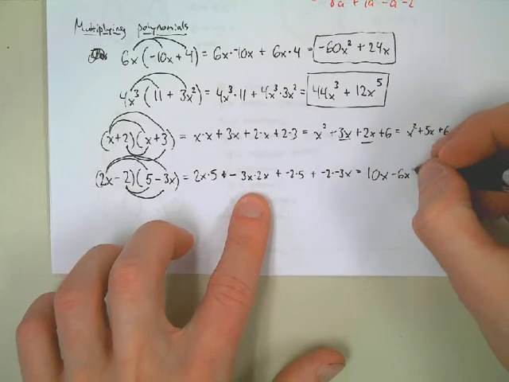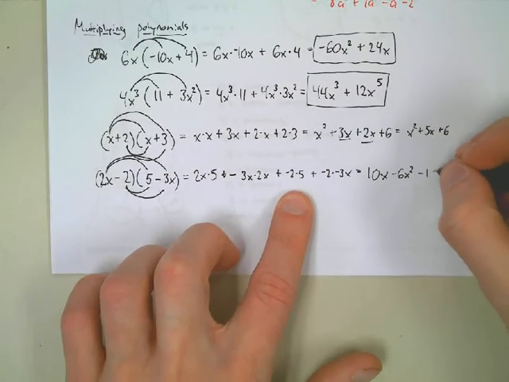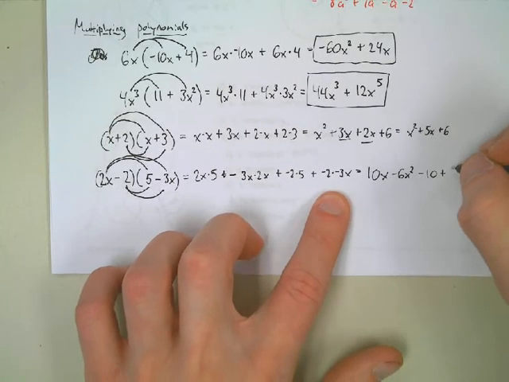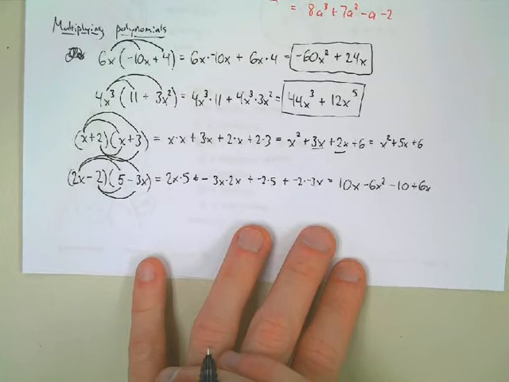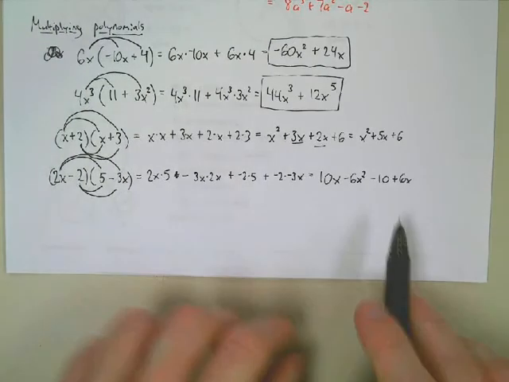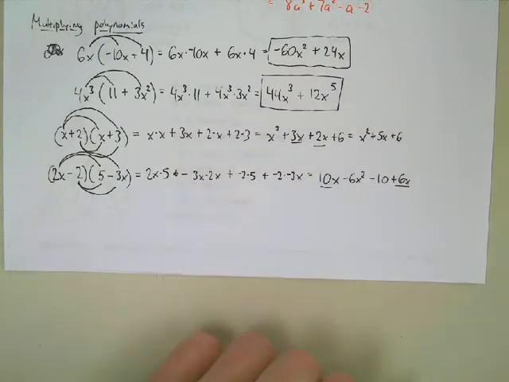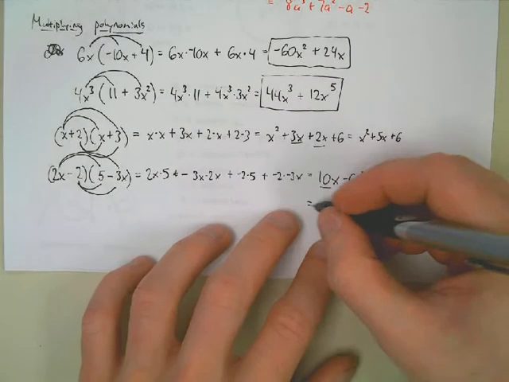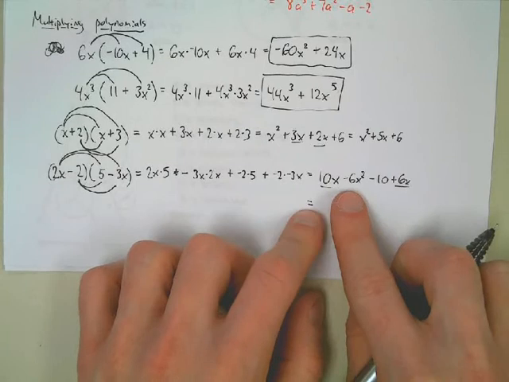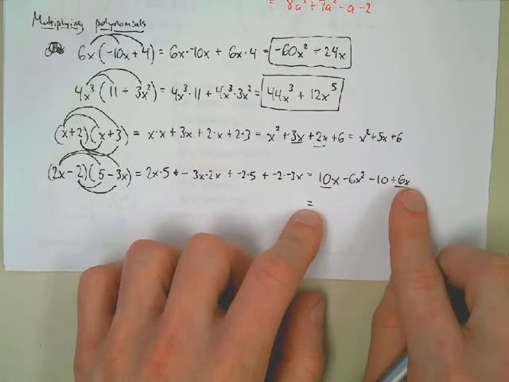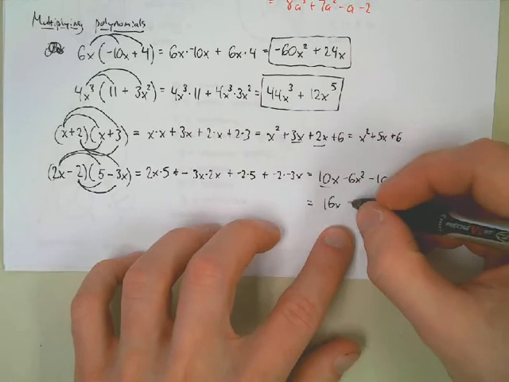And are there any like terms here? Yes, the 6x and the 10x. If I add those two, it's 10x plus 6x. Yes, there's a minus sign here, but the plus sign is in front of the 6, so it's 10x plus 6x, that's 16x minus 6x squared minus 10. And if you like, you can put it in descending order, so it'll be negative 6x squared plus 16x minus 10. But either one of these is acceptable for simplifying.